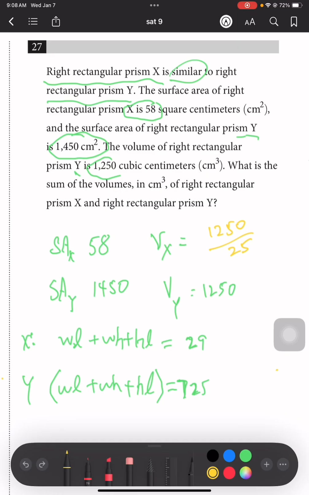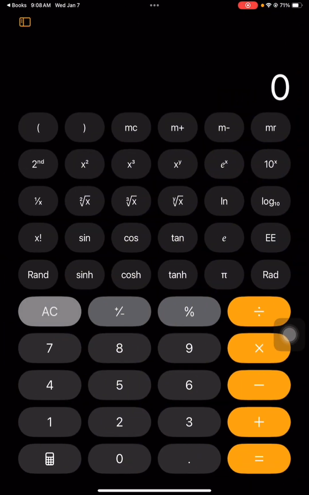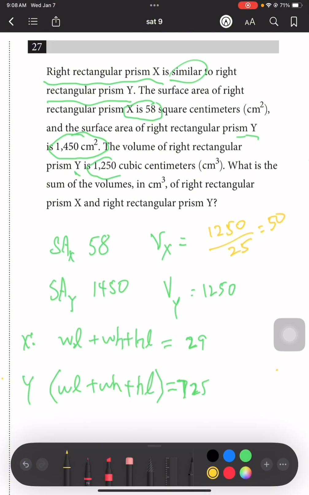And when you do that, you get what's that? 50? No, let's do the calculator again. 1250 divided by 25. Oh, you get 50. Okay. Yeah, so the answer is 50. Oh, but then you add them together, 50 with the 1250, so the answer is 1300.